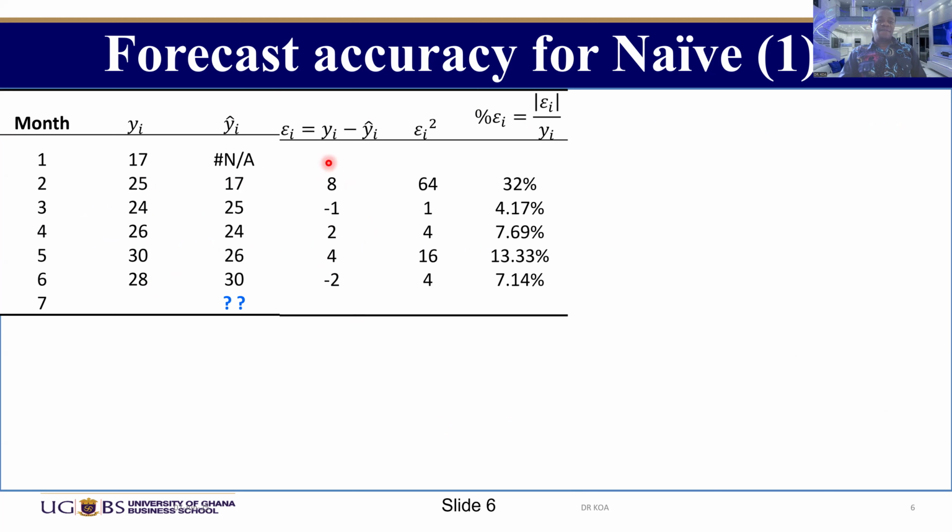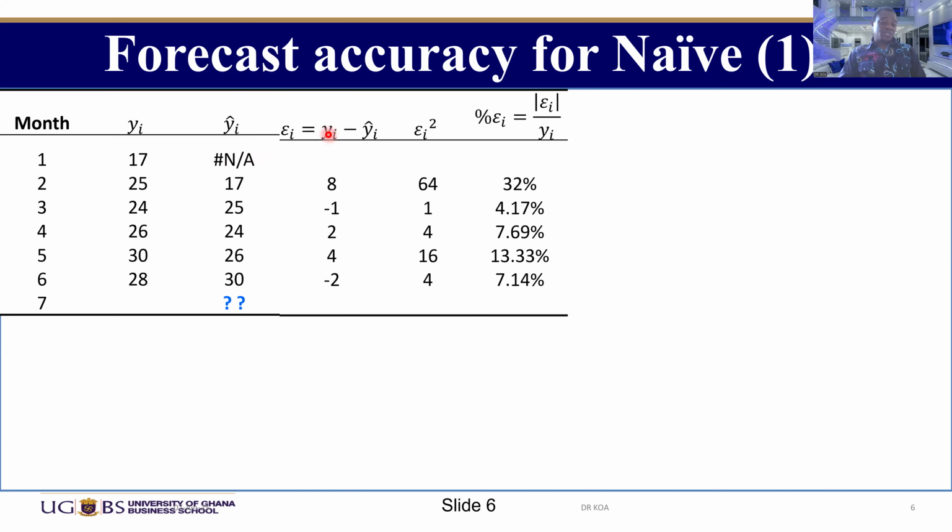Now, why don't we have a value for the first error? Because we don't have a forecast for the first one. Because to forecast, you need a previous value. And since there is nothing before 17, we will not have any forecast for period 1.